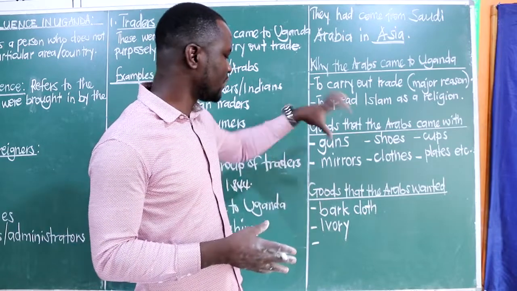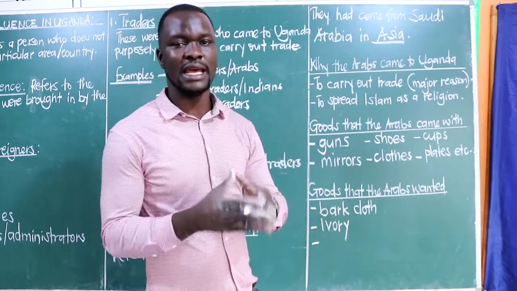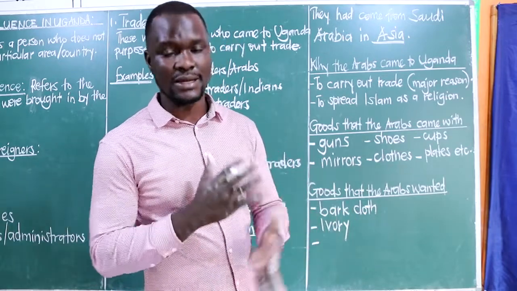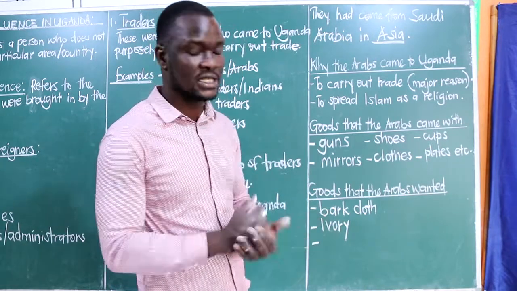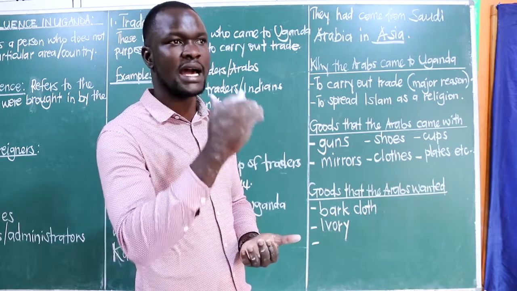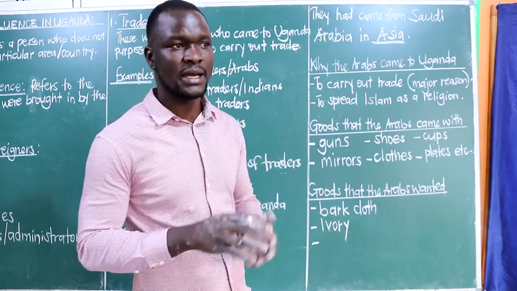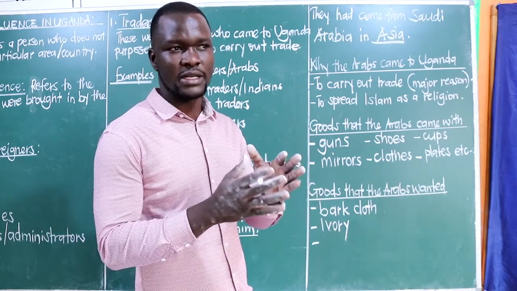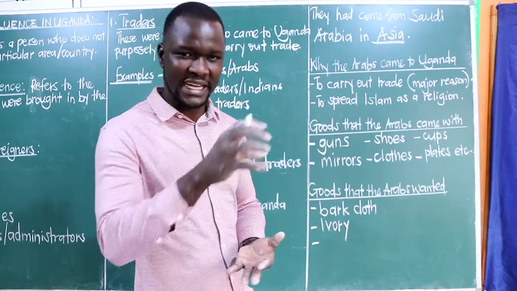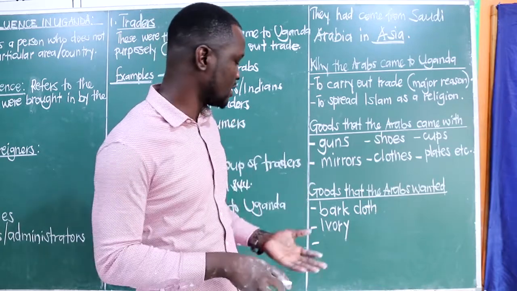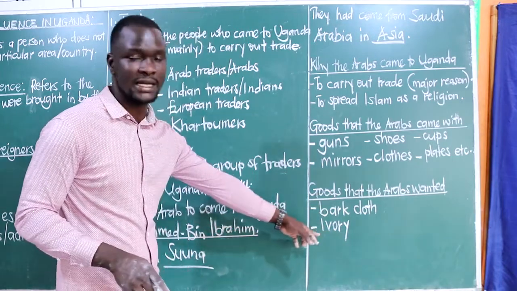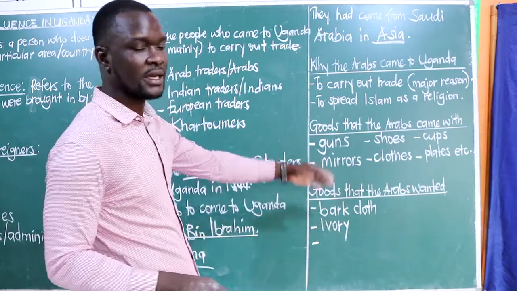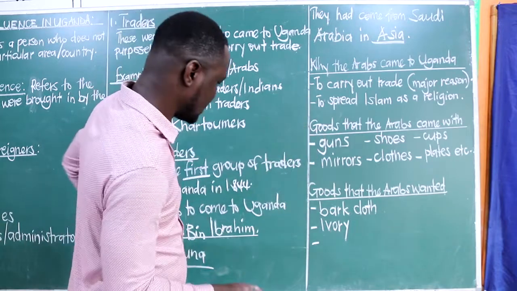So the presence of Arabs in Uganda led to the increased killing of elephants. A question can be asked to you from that: how did the Arab presence in Uganda affect wildlife? There we are now looking at those wild animals. So we shall say people were now killing the wild animals to get the ivory that the Arabs wanted.